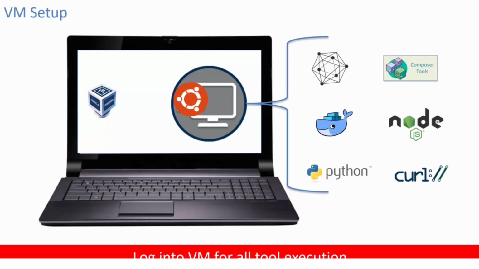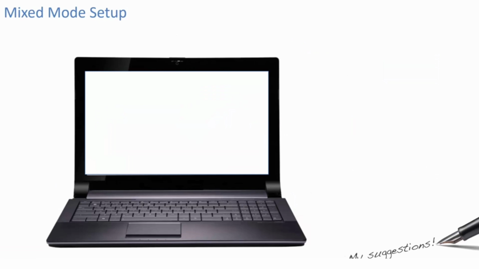So the good news is that there is a better solution. Obviously, there is a trade-off, but it's a better solution. Let me explain how we will go forward. I call this setup the mix mode setup. In this setup, we will install the VirtualBox. We will also install the Vagrant. Don't worry if you don't know what Vagrant is. I'll explain in the next few minutes what Vagrant is.